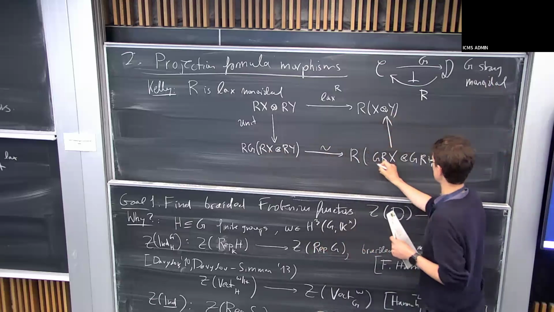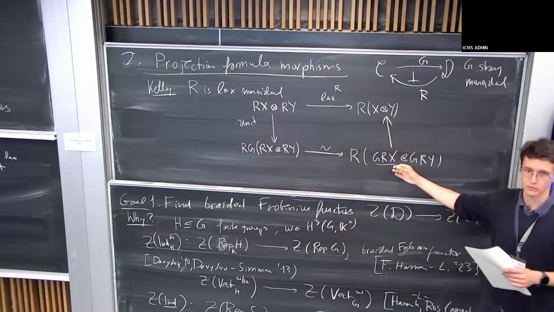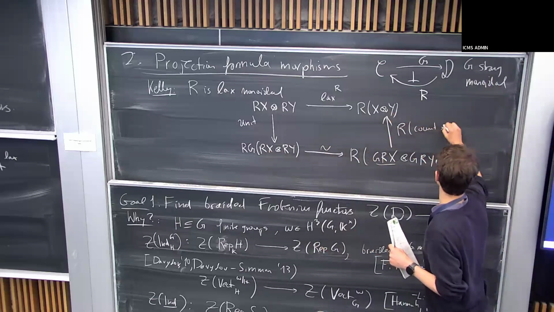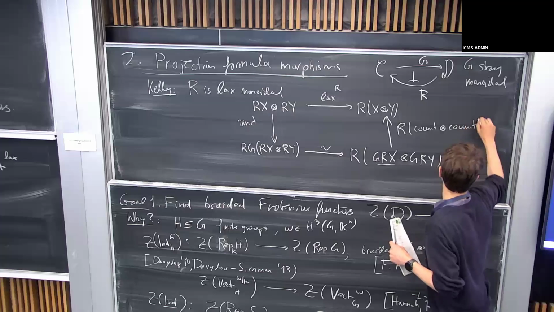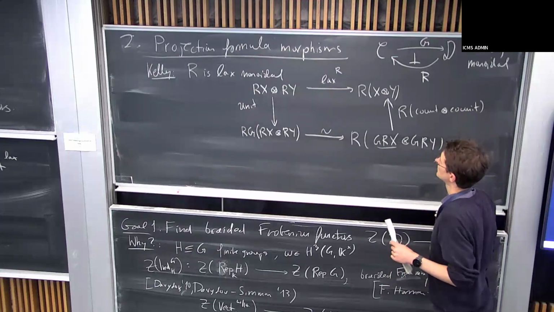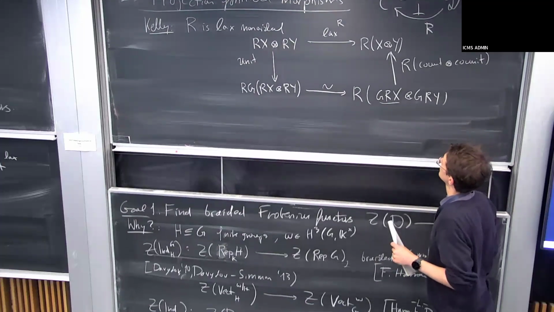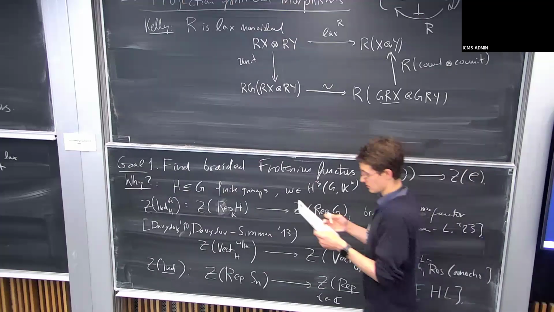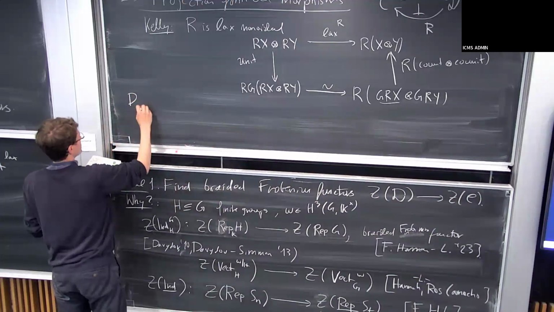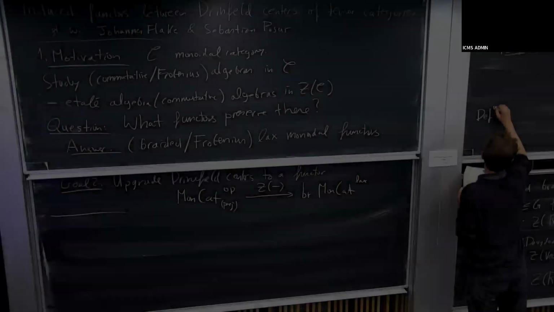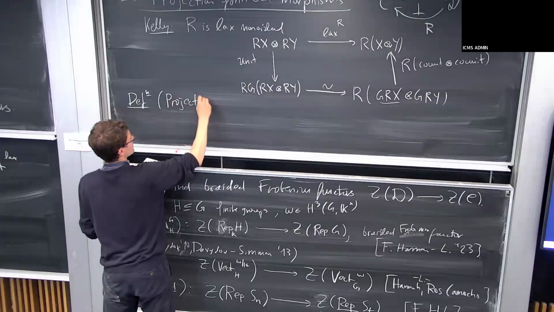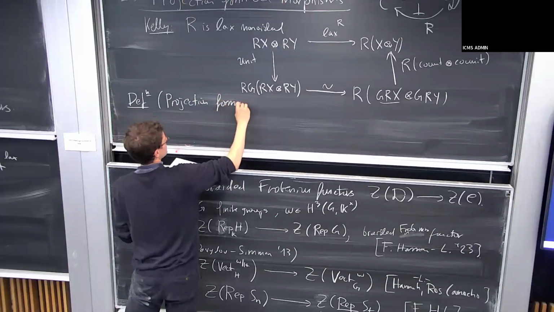And now that we're here, this is in the correct order of functors, so I can apply counits. So we can do R of counit tensor counit. And now one checks a couple of diagrams that they commute. In fact, they will commute if we make this a lax monoidal structure. Okay, so that's a general fact. And now I can define these projection formula morphisms.